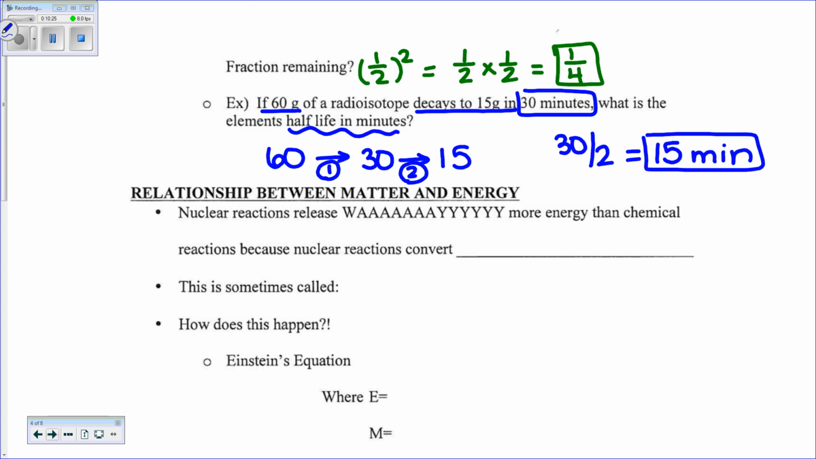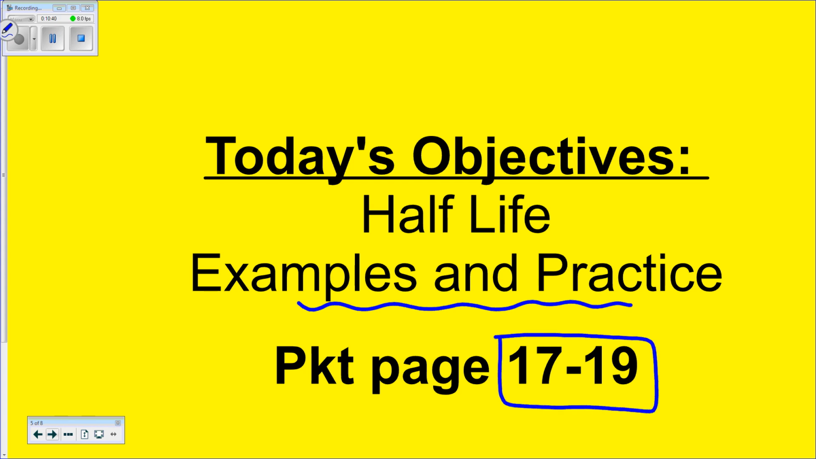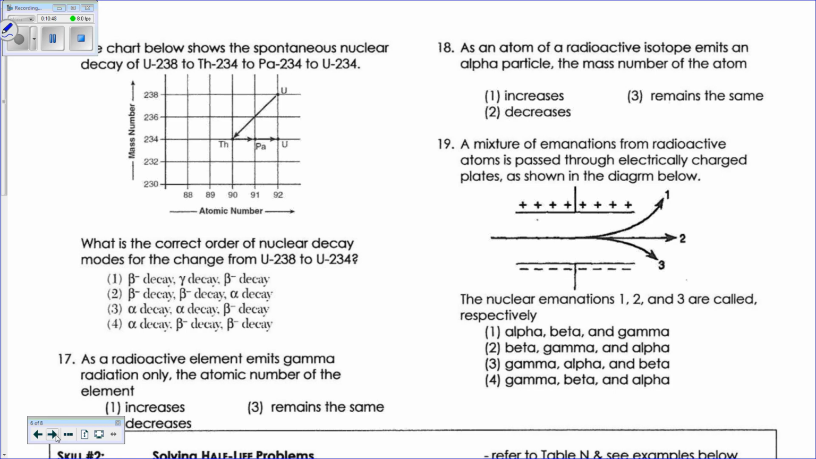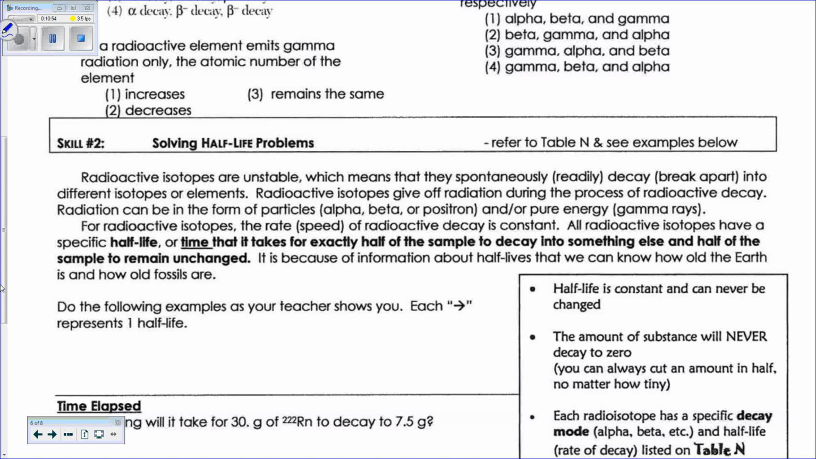So what I want to do is put a little bit of our examples in practice in. I want to go to page 17 to 19 because we need to do some examples in practice. And then tonight, you won't have any other homework to practice tonight, but we will continue this the next day in class. So we're going to page 17. Page 17 looks like this. We're going to go all the way down right here to skill 2, because skill 2 says solving half-life problems.